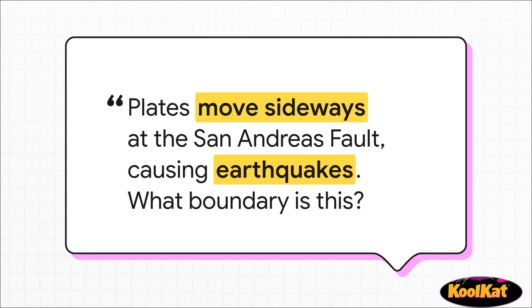Okay, so here's our question. It says, the San Andreas Fault in California is a famous zone where major earthquakes frequently occur. The Pacific Plate and the North American Plate move sideways past one another along this fault. What type of plate boundary is this? Go ahead, take a second and think about it.